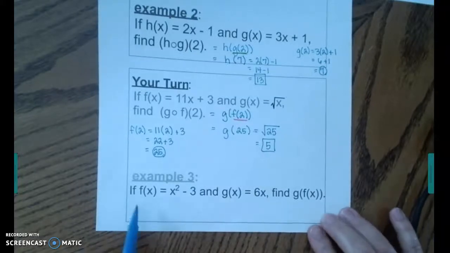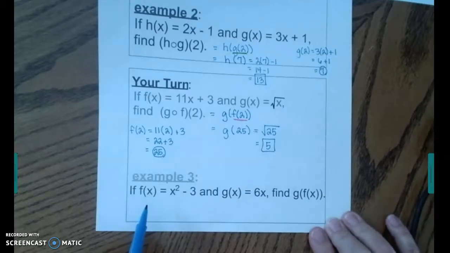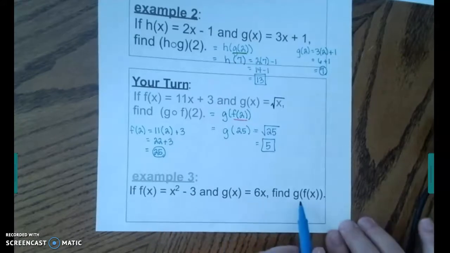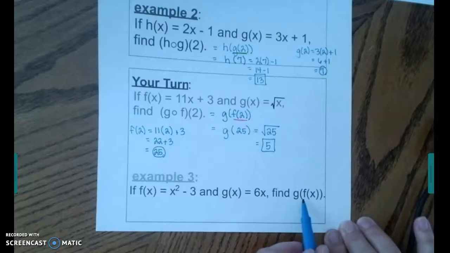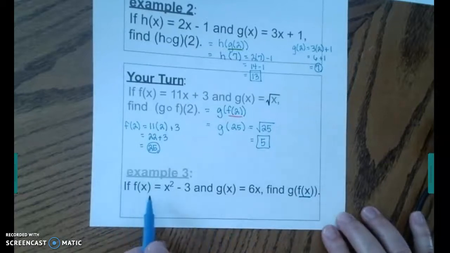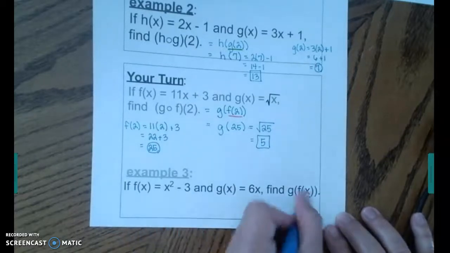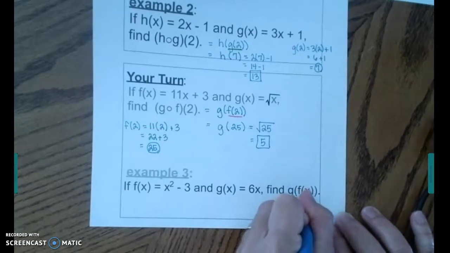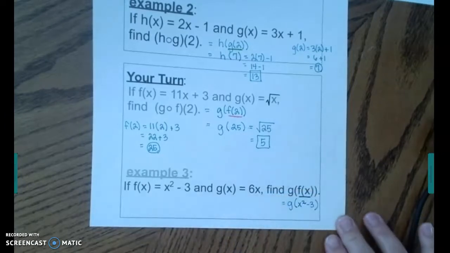Okay, so 3 is a little different because it's not asking you to find f of 2 or g of 3. It gives us our two functions, so f of x equals x squared minus 3 and g of x equals 6x. It wants us to find g of f of x. So basically this says go find what f of x is and substitute it into g of x. Well, guys, right here, f of x is x squared minus 3. So I can replace that. So we're really finding g of x squared minus 3 is what it's asking us to find.